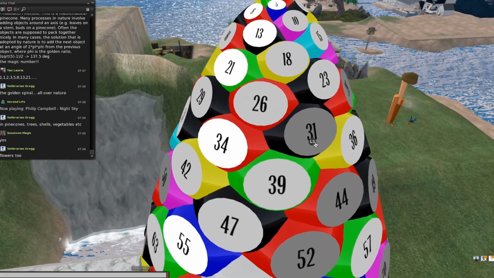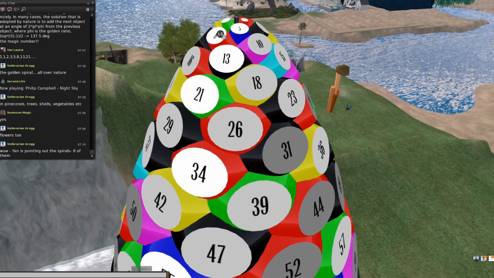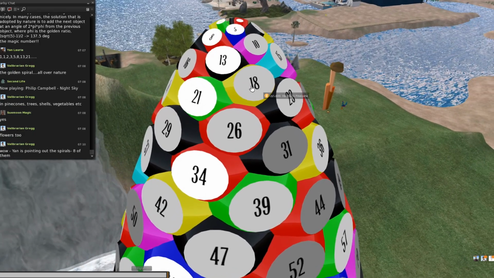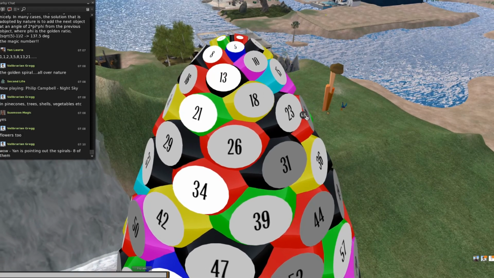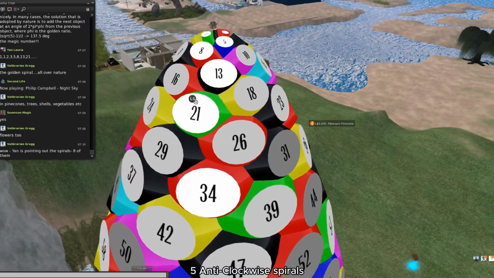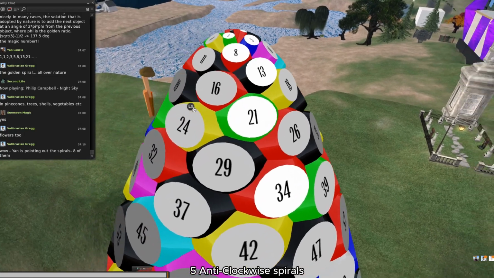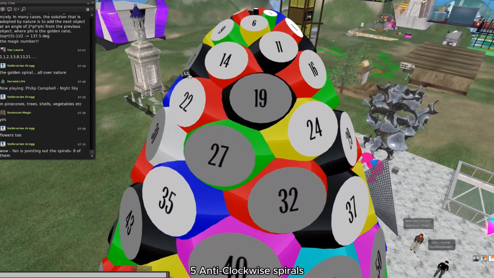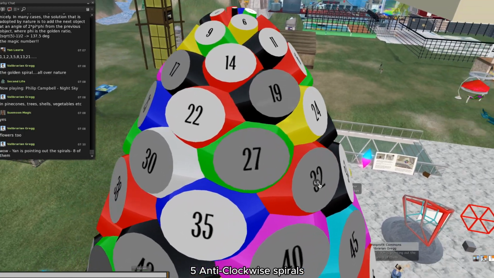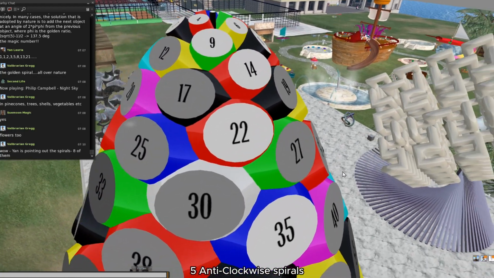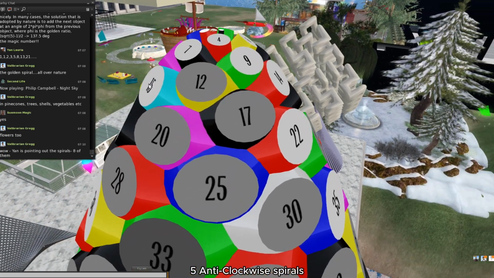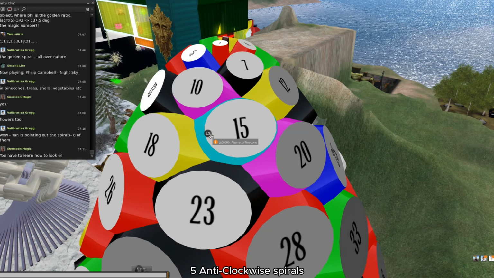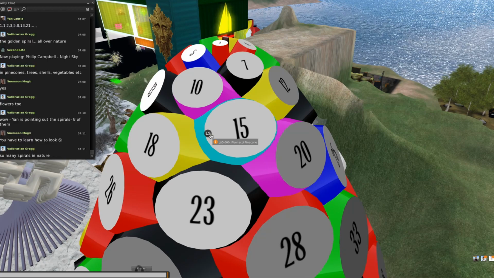And another spiral, you can see 8, 13, 18, 23 is one spiral, 2, 3, 4, 5. 5 is also a Fibonacci number.